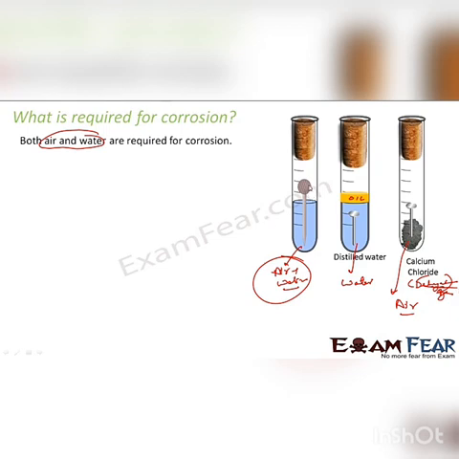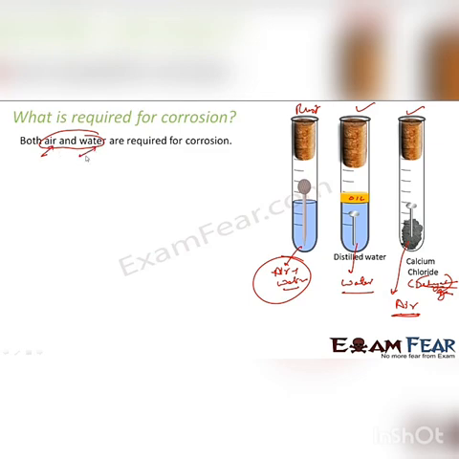We'll see that this one got rusted. This one got no rust. This is also no rust. So in this case we provided water but still there was no rust. In this case we provided air but there was no rust. In this case we gave air and water both and it rusted. Thus we conclude that both air and water are required for this corrosion.